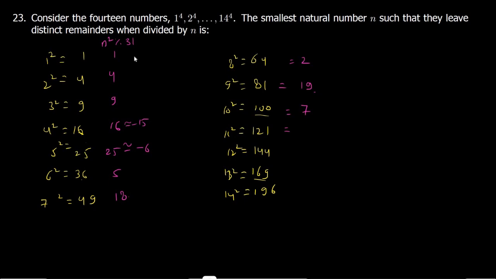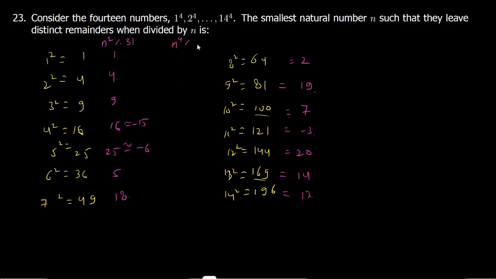121, 124, this will be congruent to minus 3. And 144, this will be equivalent to 20. 169, this will be 14. And 196 minus 186, 6 threes are 18, so this will be 10.